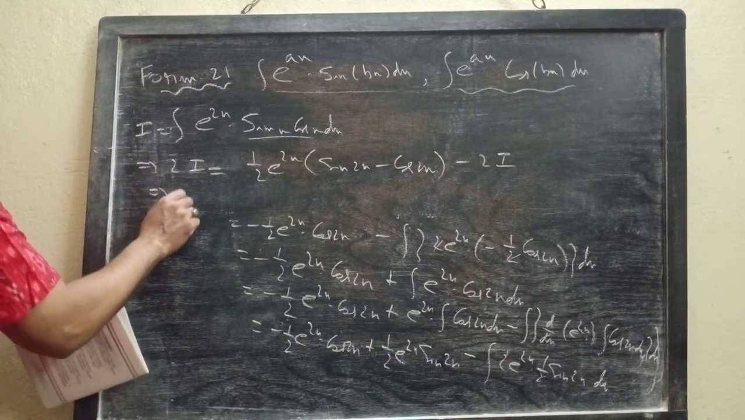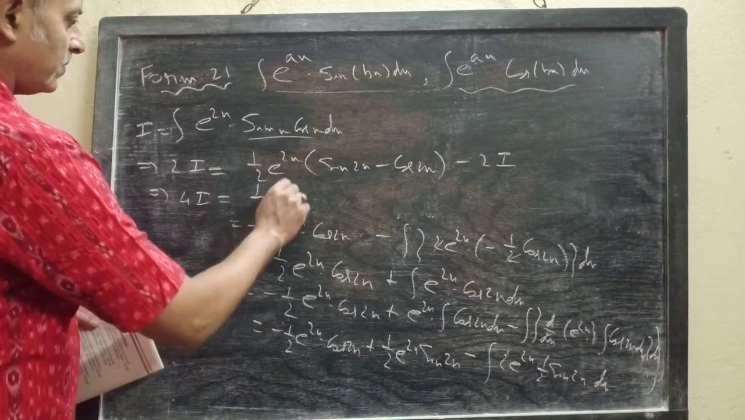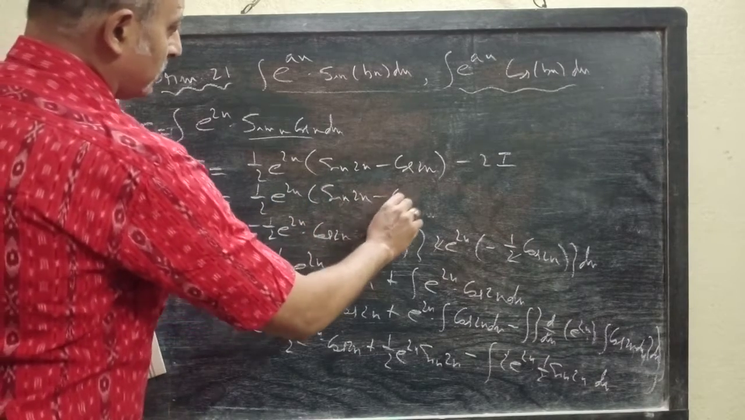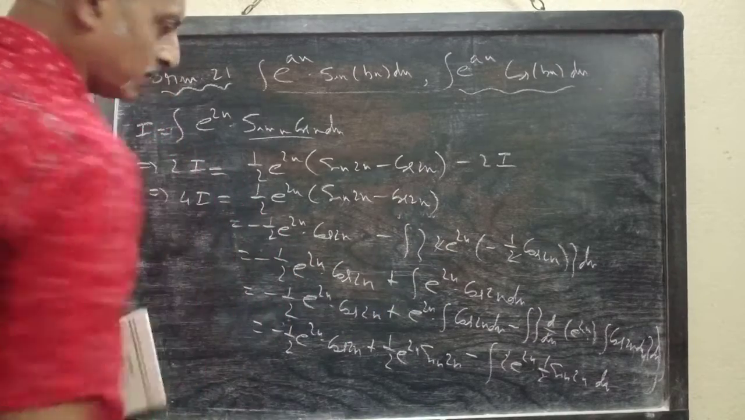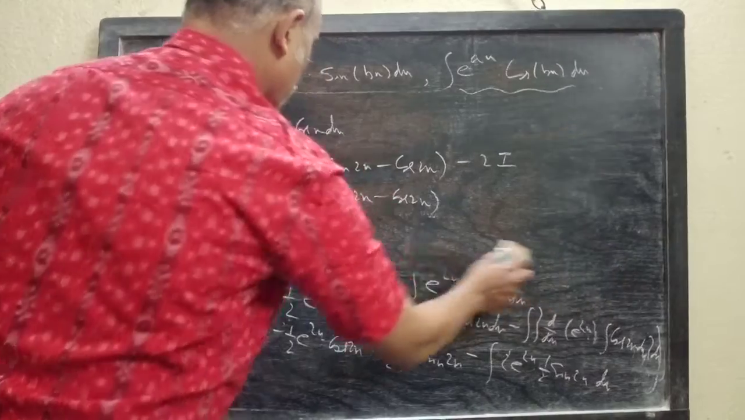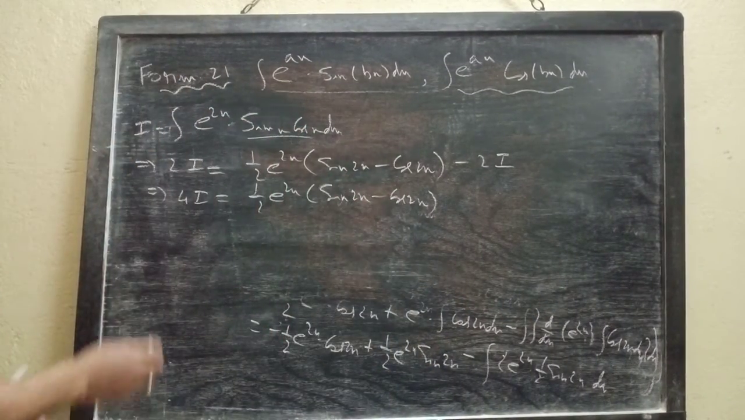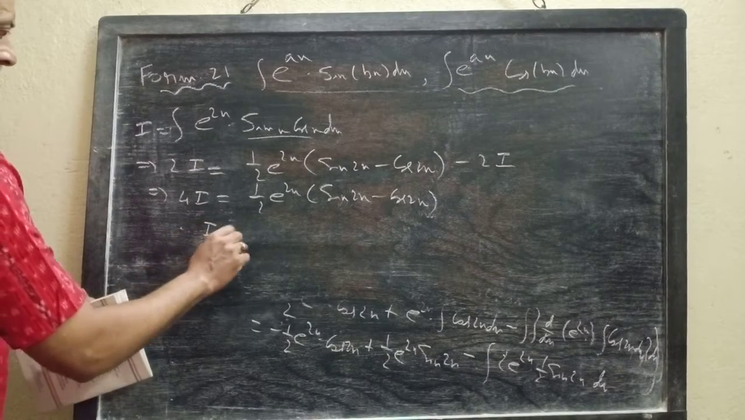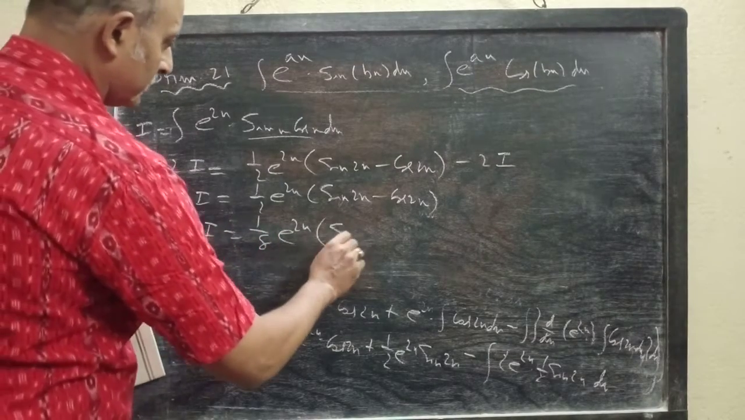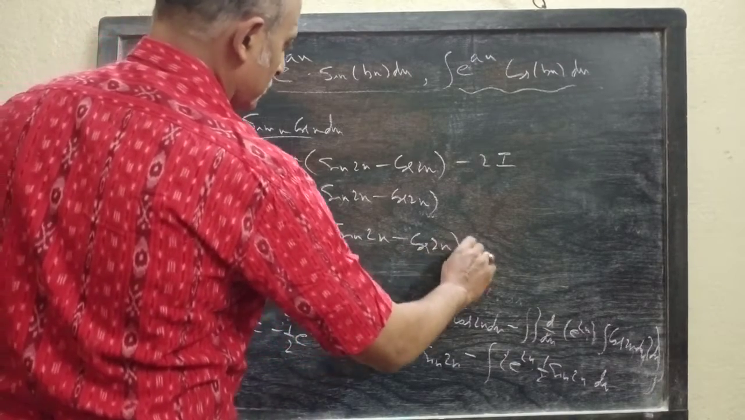So in the next step we get 4i equals half e to the power 2x times sin 2x minus cos 2x. Therefore I equals 1 by 8 e to the power 2x times sin 2x minus cos 2x plus c.